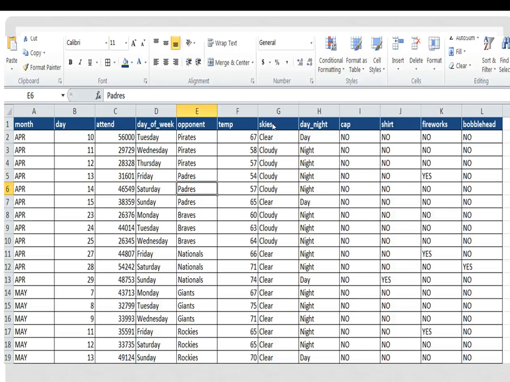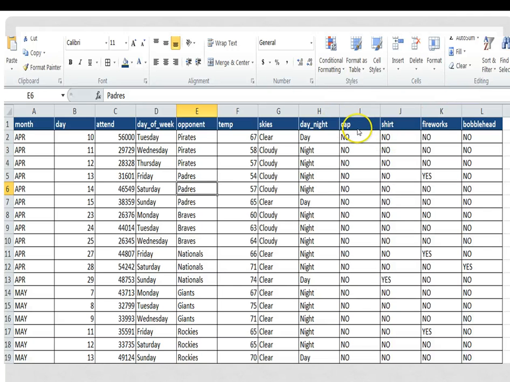Whether bobbleheads increase sales and how much they increase sales. Can we even say how much they increase sales? And then day versus night might have an effect on attendance, right? Whether it's a day game or a night game. Some games are during the day, some games are at night.